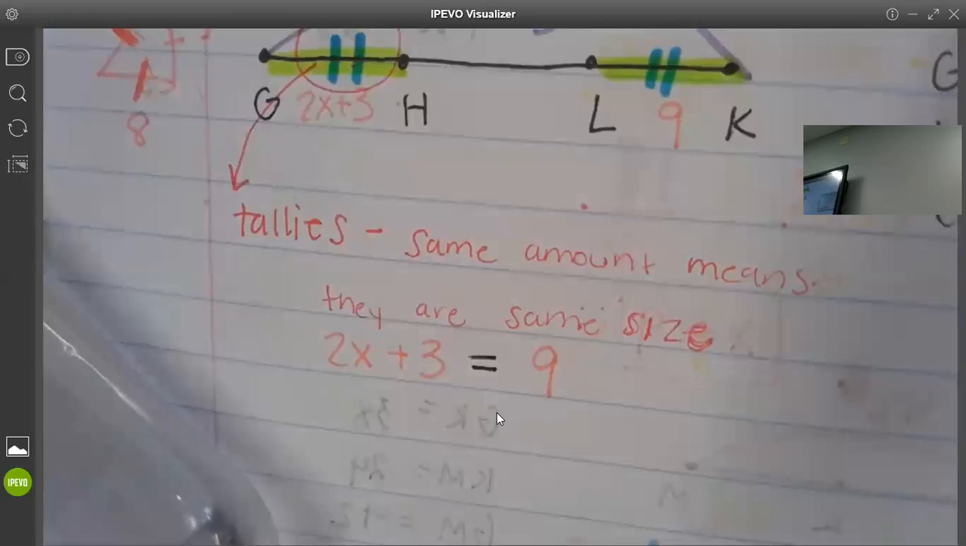Okay, last. No, it's not that one. Look, it's this one. 2x plus 3 equals 9. Okay, last time for yellow. Everyone got yellow?